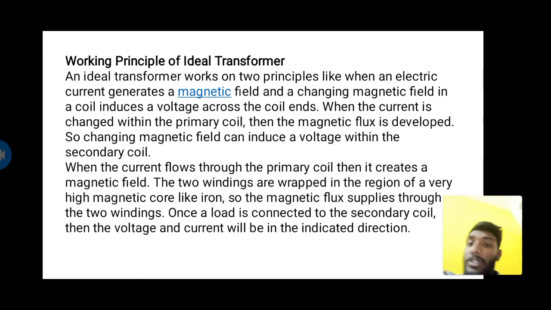When current flows through the primary coil, it creates a magnetic field. The two windings are wrapped around a core of very high magnetic permeability, like iron, so the magnetic flux links both windings. Once a load is connected to the secondary coil, voltage and current flow in the indicated directions.